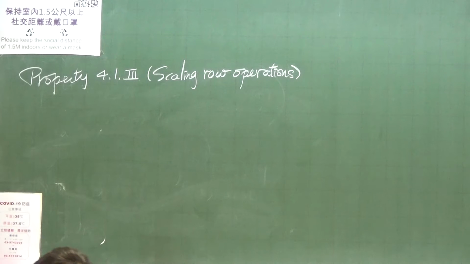The next one is about scaling row operations. This property has been selected by the textbook as one of the three basic properties to derive the determinant function properties. But for us, that's just a consequence of our choice of SM1 to SM3.